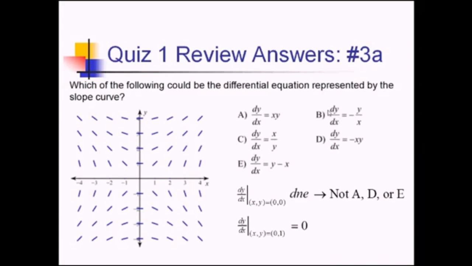So for choice B, this gives me 1 over 0, which is undefined. And in choice C, this gives me 0 over 1, which is very much defined, as 0 actually. So choice B then can be eliminated, leaving us with choice C.